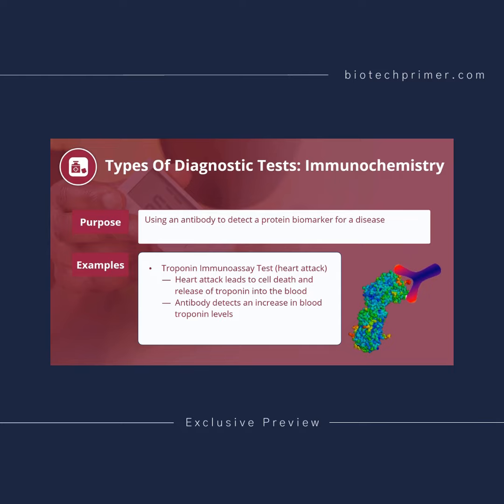The antibody is mixed in with a sample of blood, and then we try to detect the presence of an increased amount of troponin. Alpha-fetoprotein is a protein that becomes elevated in certain cancers. Therefore, the presence of an increased level of alpha-fetoprotein is an indication that you may have a particular type of cancer. And again, there is an antibody that we can make that will detect alpha-fetoprotein.